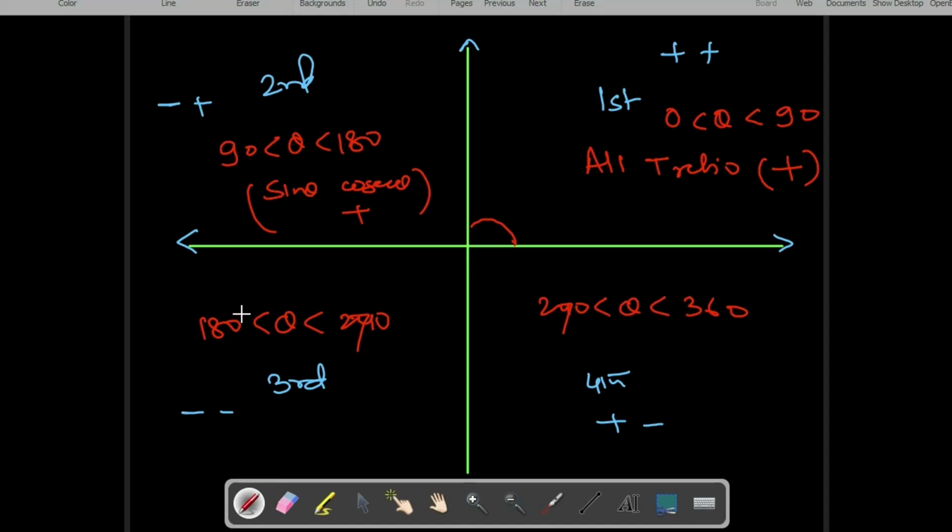Okay, now in the third quadrant, when we discuss the third quadrant, that means the angle between 180 to 270.